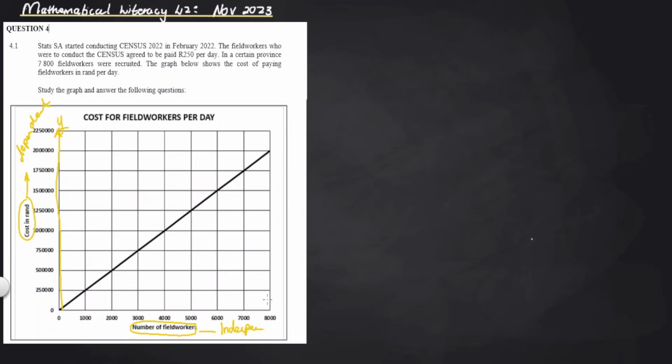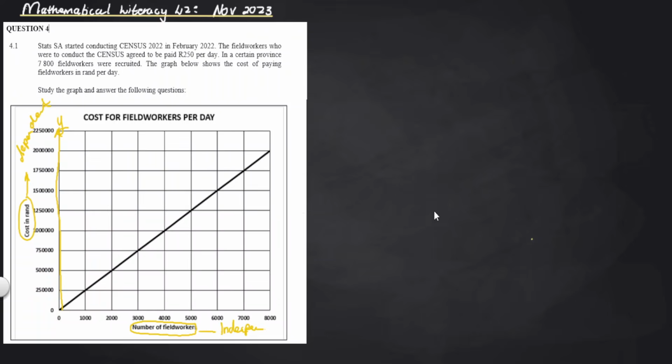If you think about this, the cost in Rand, the amount of money that we're going to pay our workers, depends on how many field workers the employer hires. Hence, the number of field workers is the independent variable, because it is not dependent on anything. We have control over this variable. The more people we employ, the more money we will have to spend. That's a brief explanation of the graph and the independent variable.